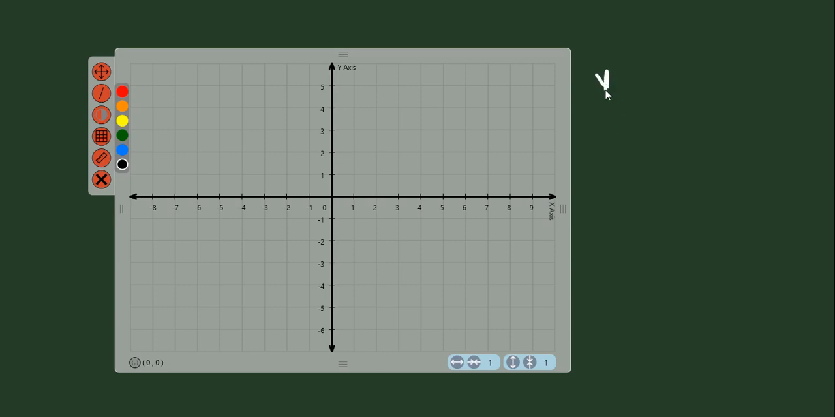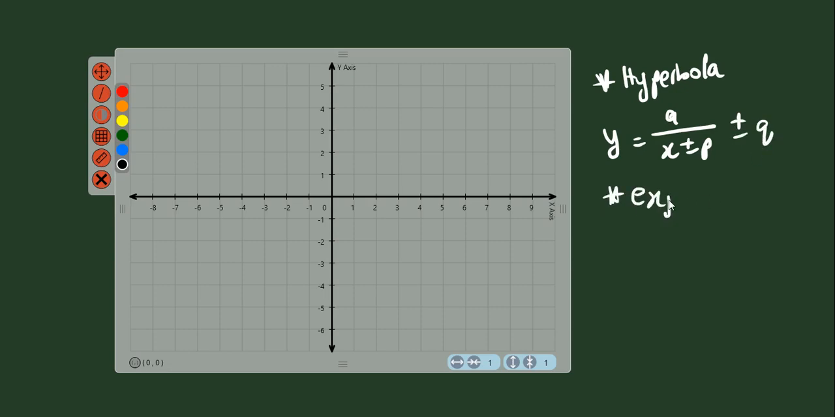This happens in two types of graphs: a hyperbola, which has the general form y is equals to a all over x plus or minus p, plus or minus q. And then it also happens in exponential, which is y is equals to a b to the power x plus or minus p, plus or minus q. So in these two graphs, we're going to have what we call a horizontal asymptote and a vertical asymptote.